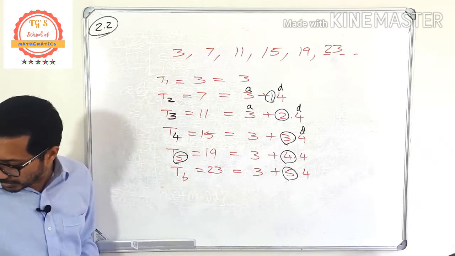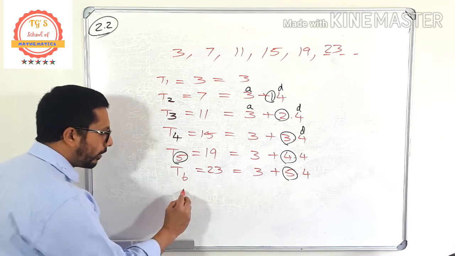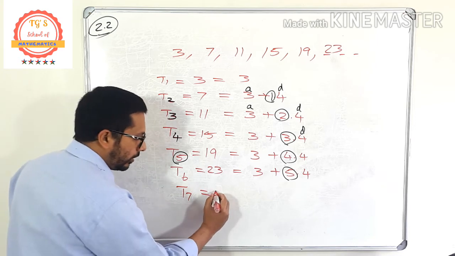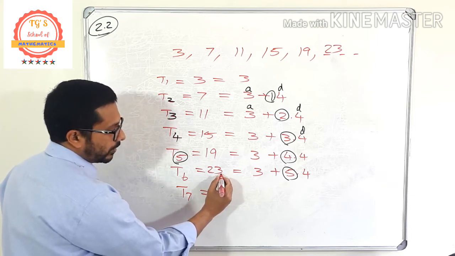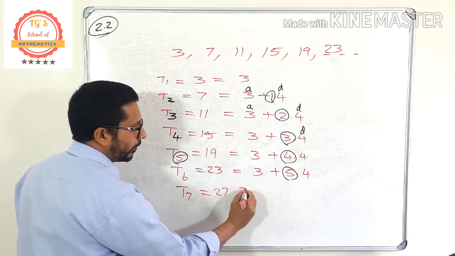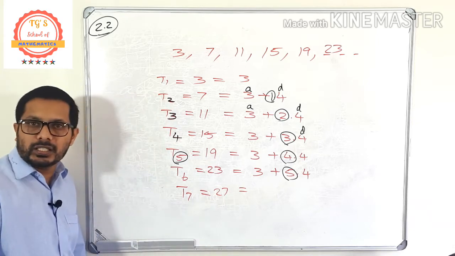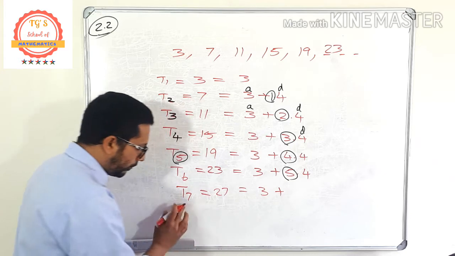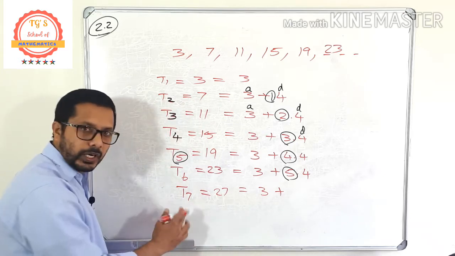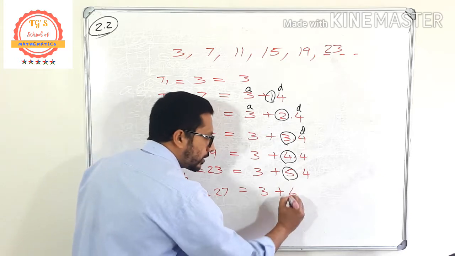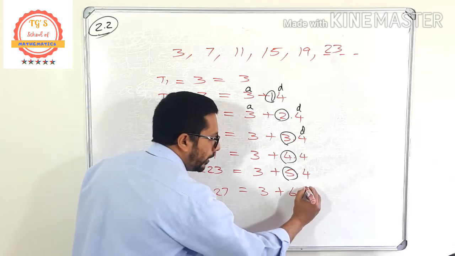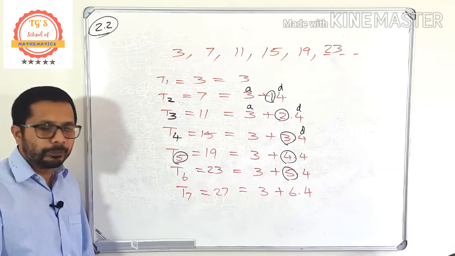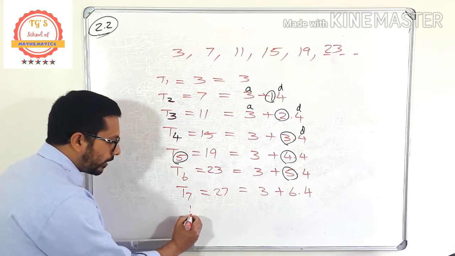So if I want to write one more term, T7, how can I write that one? What is T7? 23 plus 4, 27. Okay, how can I write this T7? If you understand that one, first term plus, you want to find the 7th term, so 1 less, that means 6 times the common difference. The common difference is 4. You understand? Okay. So etc, etc.